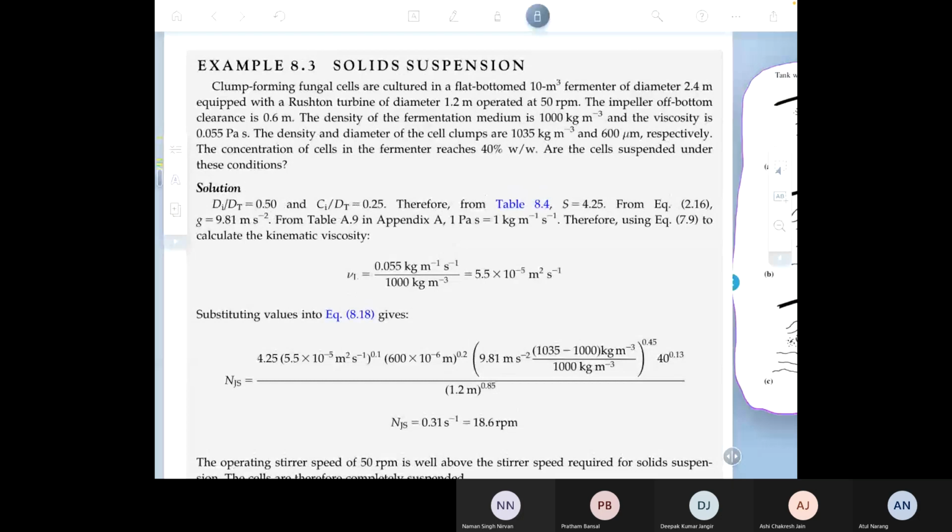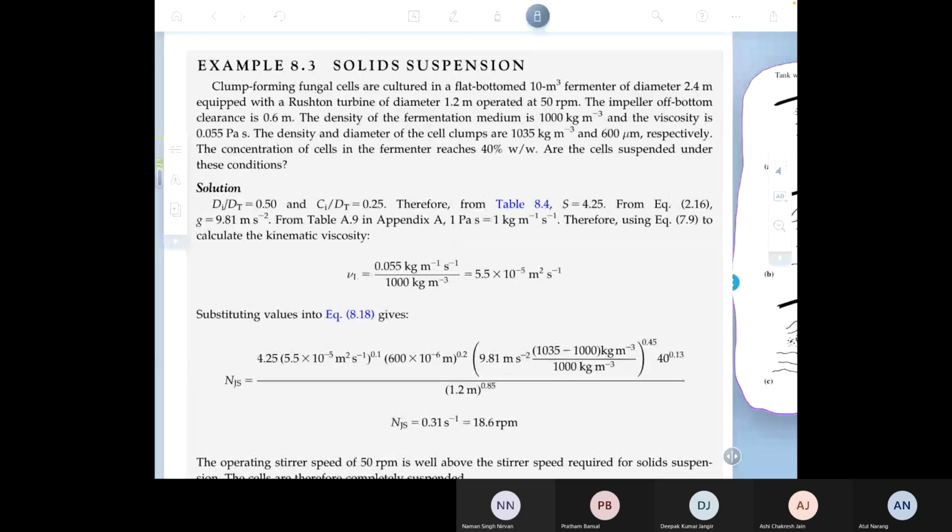So they're just giving you all the data, asking you to find out. So let's read. Basically, in a sense, they're asking you if the RPM at which the reactor is operating is good enough for keeping the cells in suspension or not. That's the crux of the problem. So the problem says that clump forming fungal cells are cultured in a flat bottomed 10 cubic meter, that's 10,000 liter fermenter of diameter 2.4 meters.